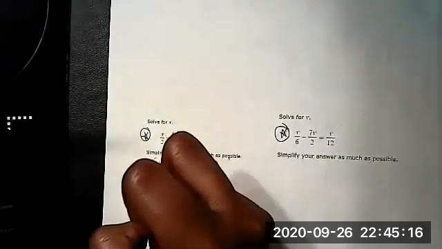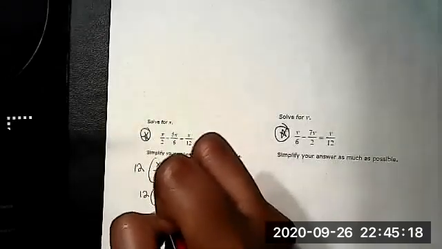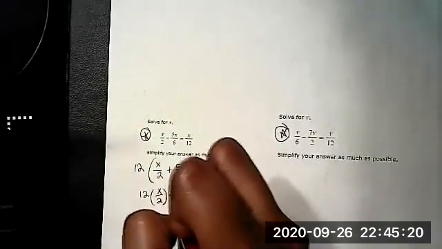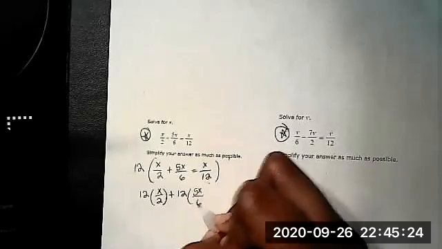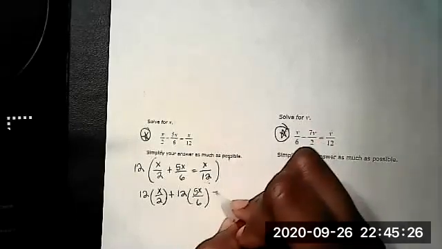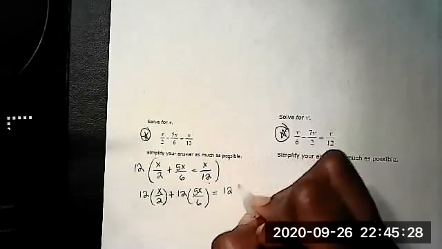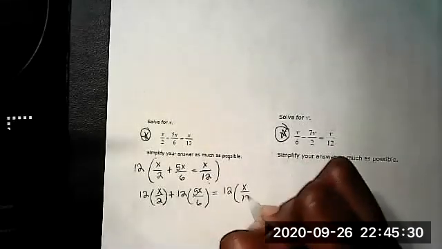So what do I mean? I'm going to multiply 12 by x over 2, 12 by 5x over 6, and then 12 by x over 12.